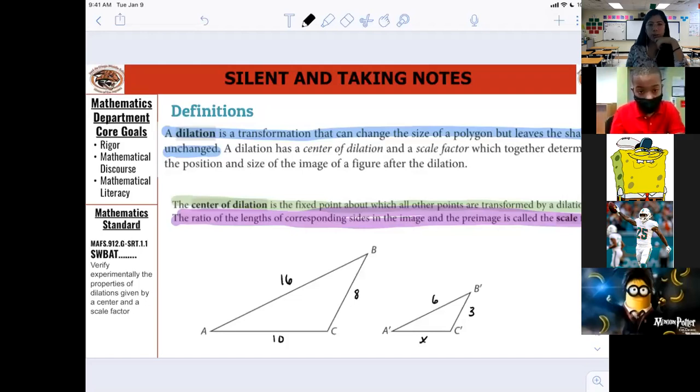All right, so as you continue, I will leave it up on the screen, but I do want to go ahead and take a look at these two triangles. What types of relationships do you guys notice between the two triangles?